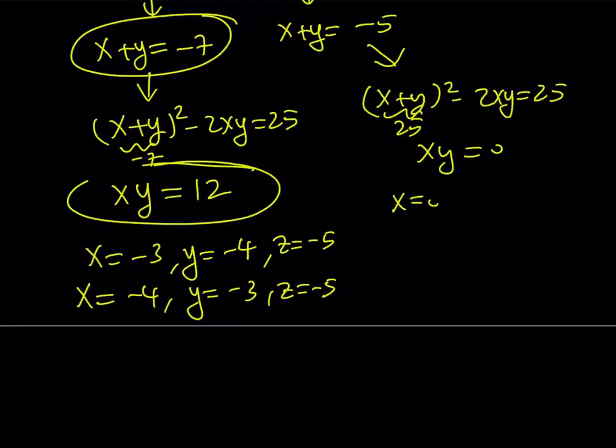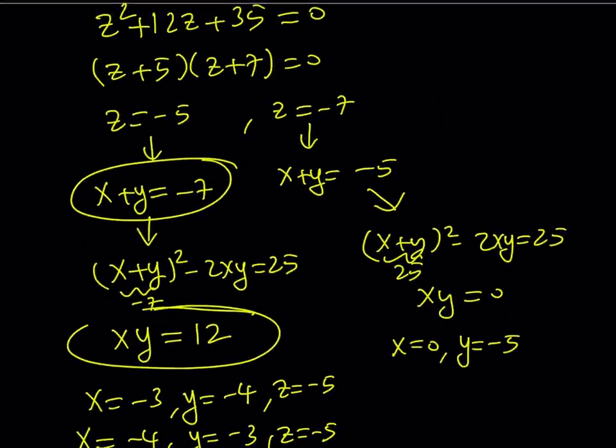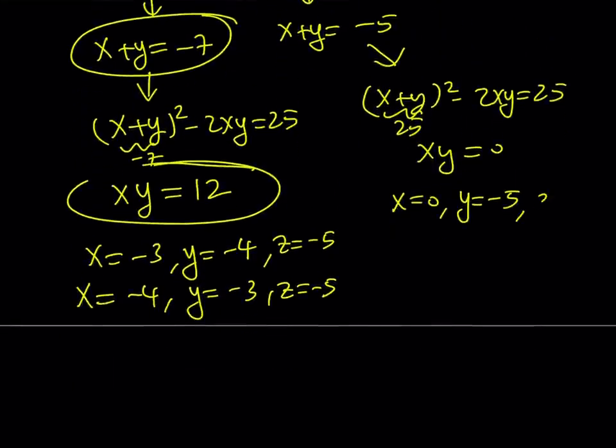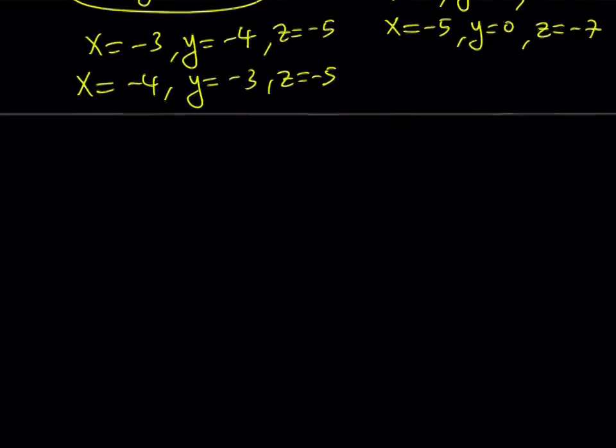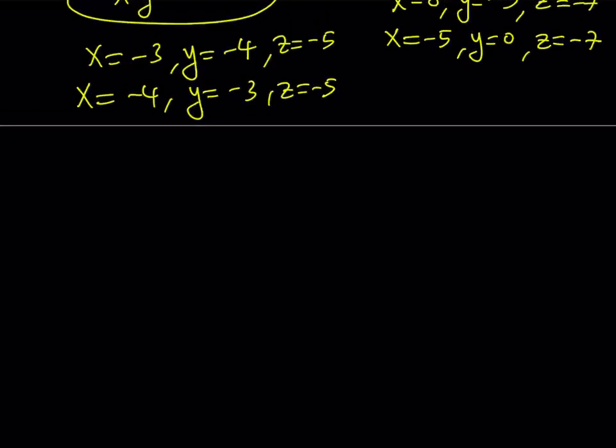Okay, so from here we get the following. If x is 0, then y is equal to negative 5, because remember their sum is negative 5, and z is always negative 7 in this case. So we can write it like this, or we can write x equals negative 5, y equals 0, and z is still negative 7. And pretty much these are all the cases that we can look at. Are there complex solutions? That's something that hopefully you're going to be looking at. Now, I'm going to go ahead and summarize all these solutions and put it all together.